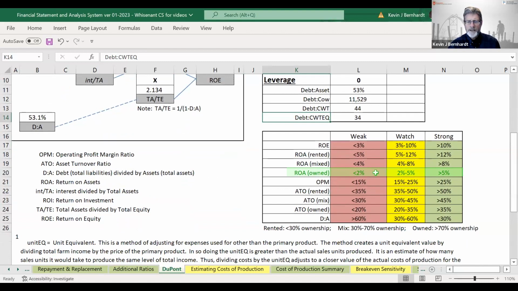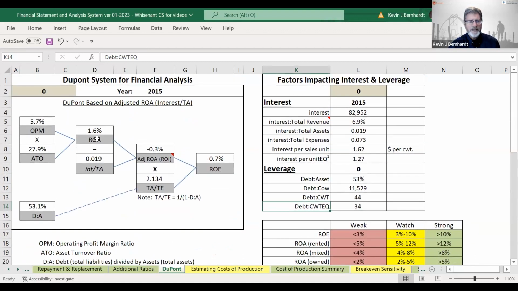So we're going to look at the metric where return on assets is primarily owned, and 1.6 puts us into the red. So that's not a place where we want to be. So the question is, why? Is it because we're not working our assets well enough? Asset turnover ratio? That's right at 28%.